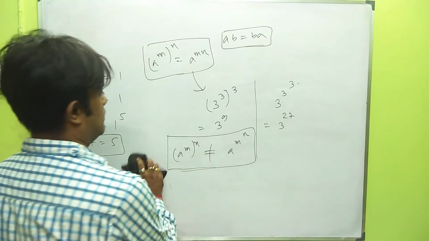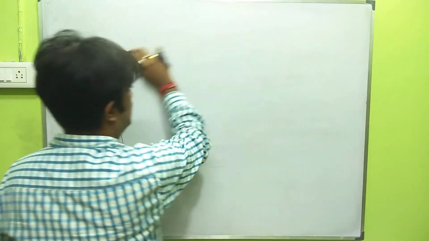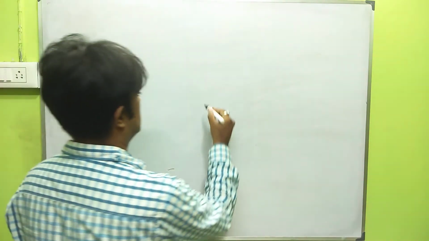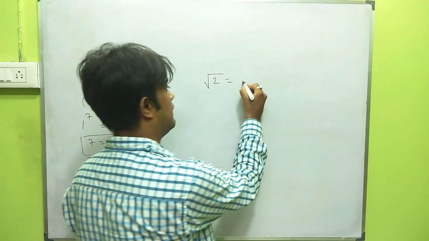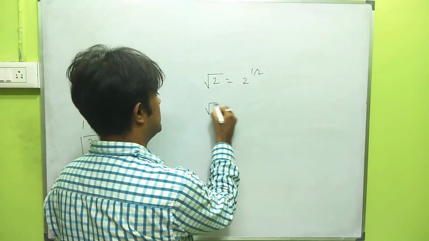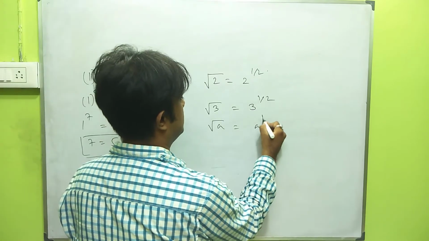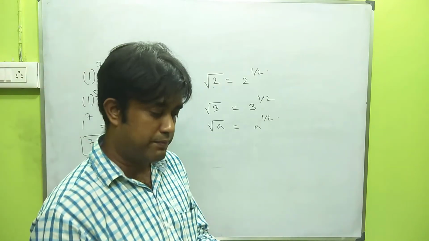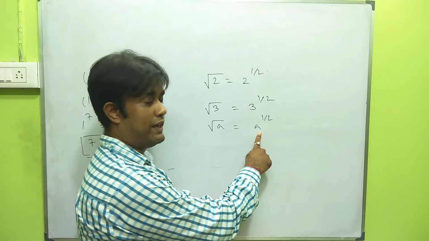Now we represent another formula, which is root over 2. It implies that 2 to the power half. You already know that. So root over 3, it will be 3 to the power half. So root over a, it will be a to the power half. What do you mean by root over 2? It means that square root of 2. It means that square root of a.